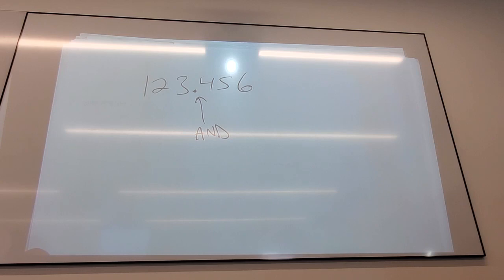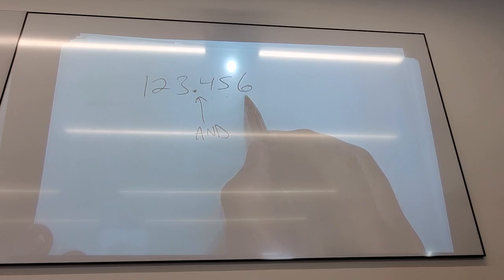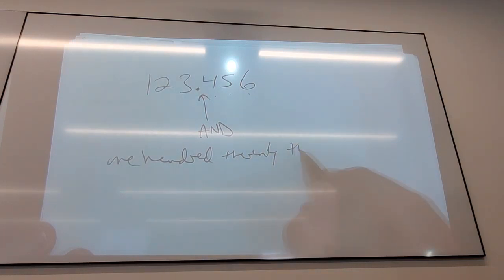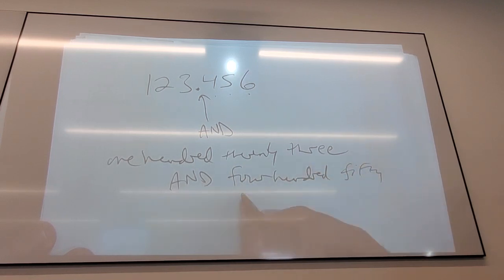123 and 456 thousandths. I like this. So this would be 100 and 23. Oh God. Is this going to be on the test? You gave yourself such a long number. I know. 457,56 thousandths. I gave up on some letters.